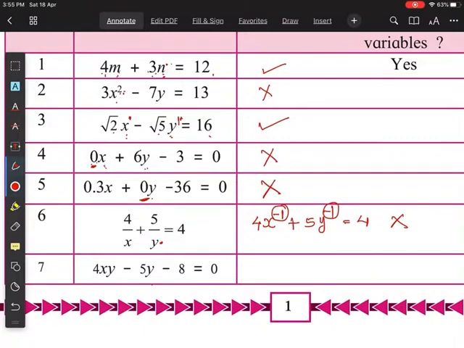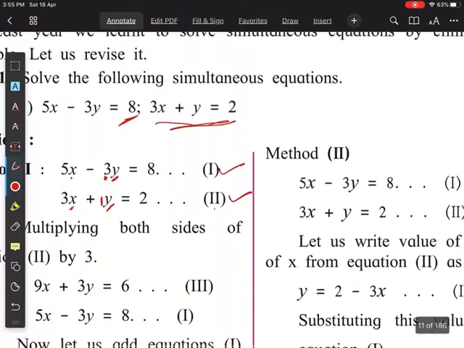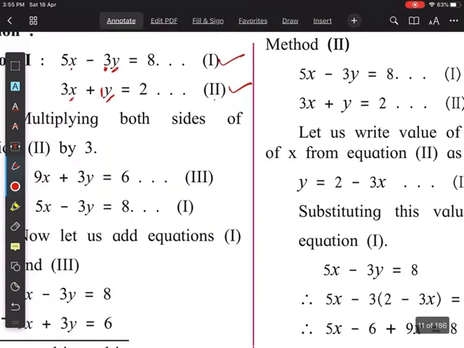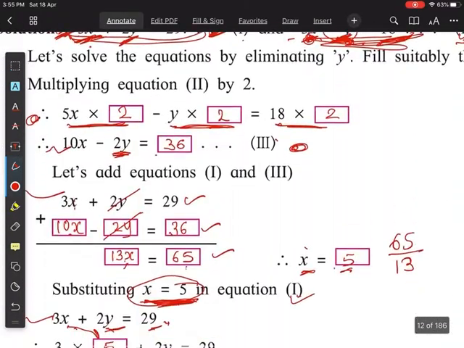Now in equation 7, the general form is ax plus by plus c is equal to 0. Instead of one variable in one term, there are two variables here, therefore it is not a linear equation in two variables. Now we will see how to solve the linear equation in two variables.